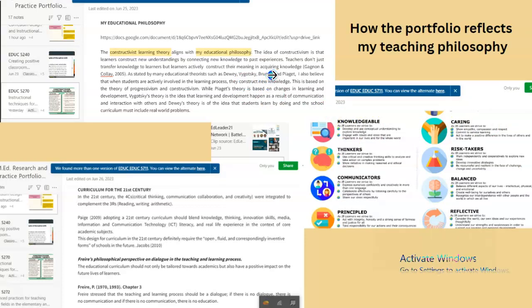This artifact, drawn out from my portfolio notebook, explains what my teaching philosophy is. The first is my teaching philosophy, which aligns with the constructivist approach. This is the 21st century curriculum, what the 21st century curriculum should include or look like. And this third artifact is a picture of the IB learner profile. The IB learner profile indicates what teachers and learners need to succeed in education in the 21st century.